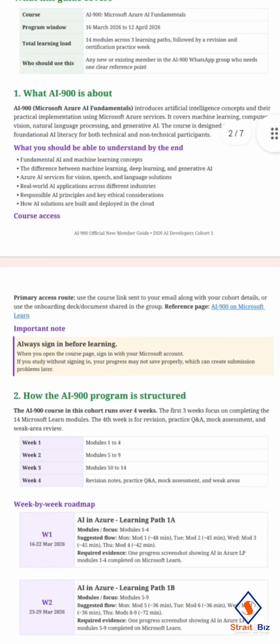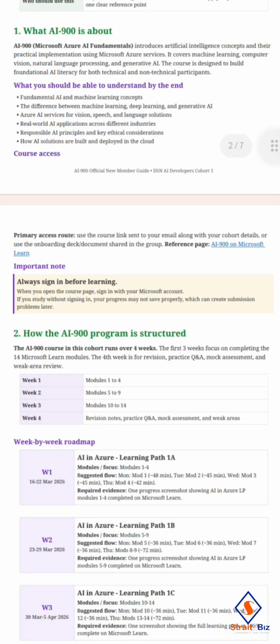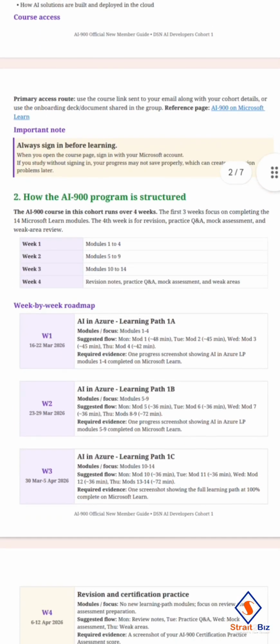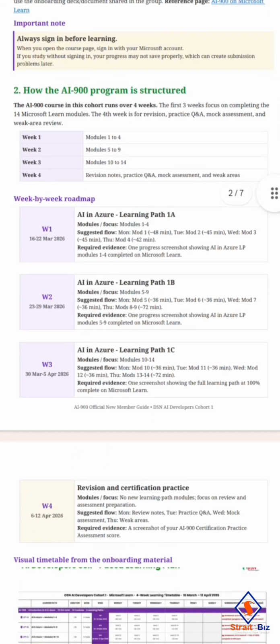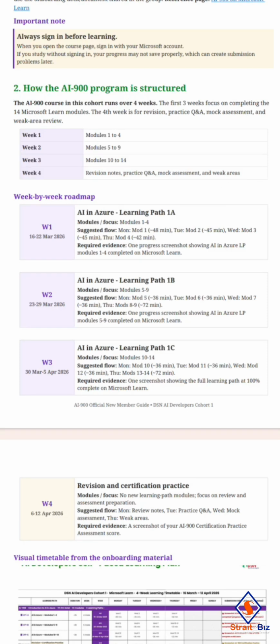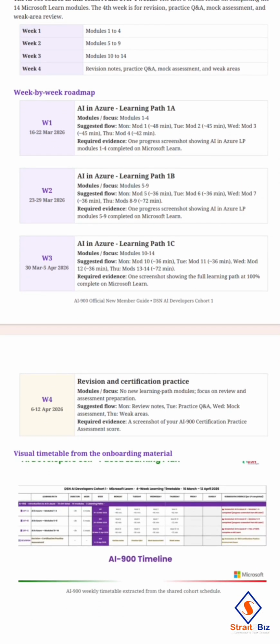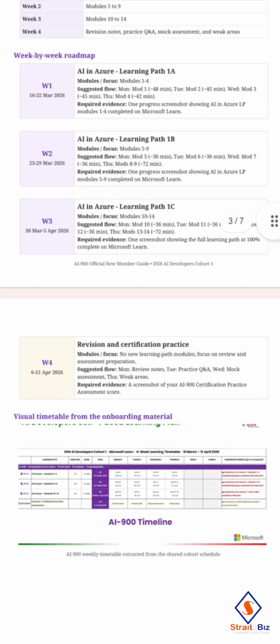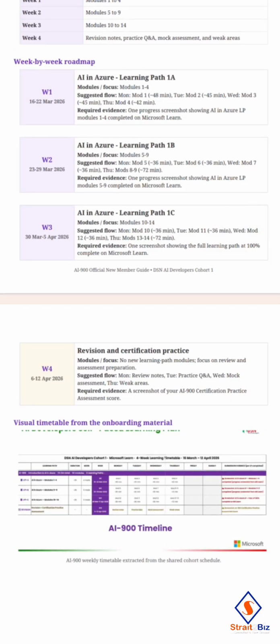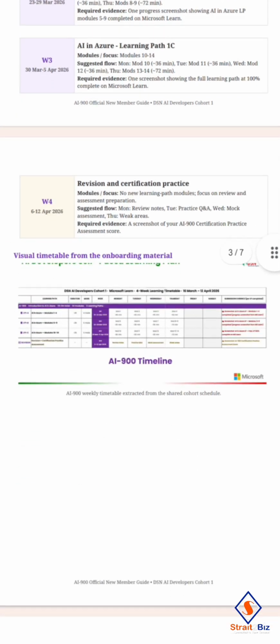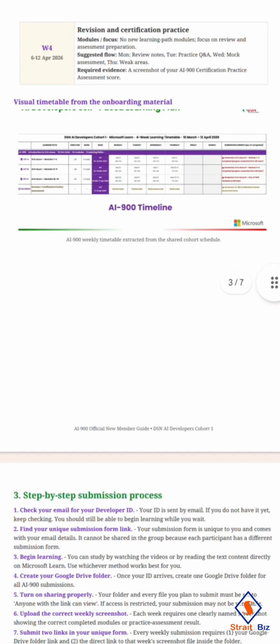So if you are in AI 900, you must have seen this PDF. If you have not gotten the PDF already, you can contact the admin to resend it to you or to the group so you can go through it. So this is a breakdown of what you have to go through for each week. All right, week 1 modules 1 to 4, and week 1 is from 16th of March to 22nd of March 2026. Likewise, week 2, week 3, week 4. So you can just go through everything and know what you ought to do.